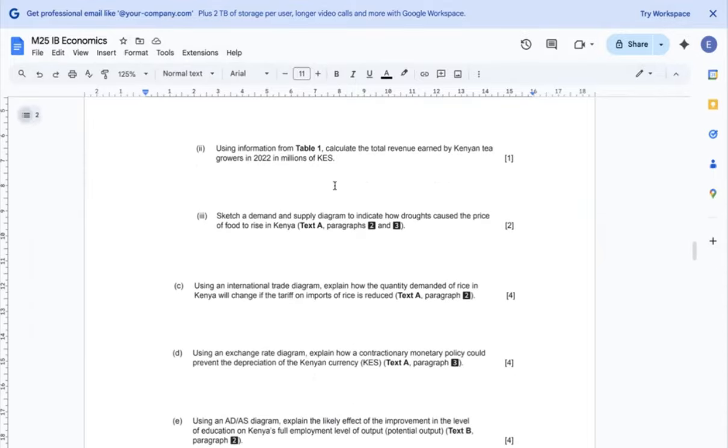B2, using information from Table 1, calculate the total revenue earned by Kenyan tea growers in 2022 in millions of KES. Pretty simple question. So if you check the Table 1, you can get the price 340, quantity 4800. So you multiply these two, then you can get the total revenue.